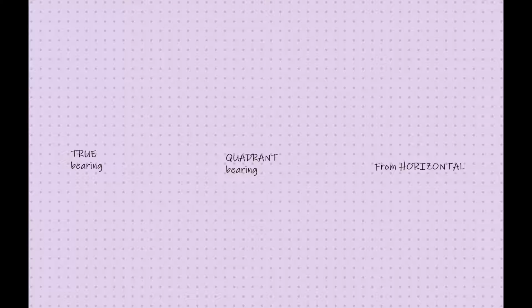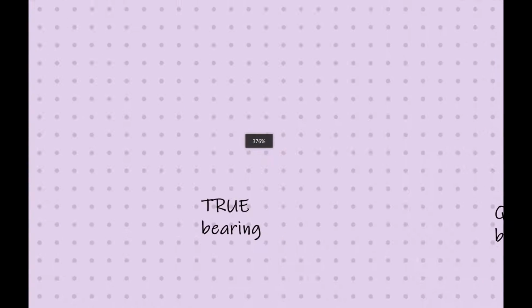Hey y'all, welcome back. So just a couple of reminders: when we talk about vectors, there's three different ways we measure them. We have what's called true bearing, quadrant bearing, and from the horizontal. So we're going to take a look at each one at a time.